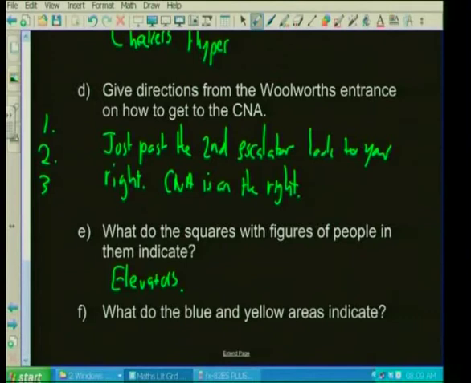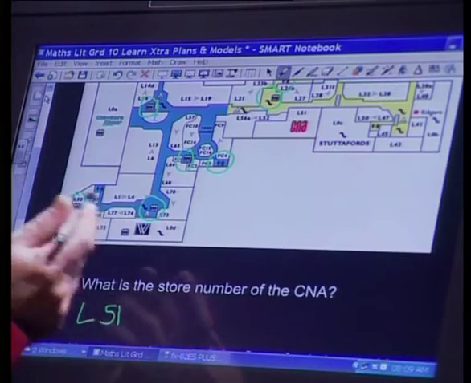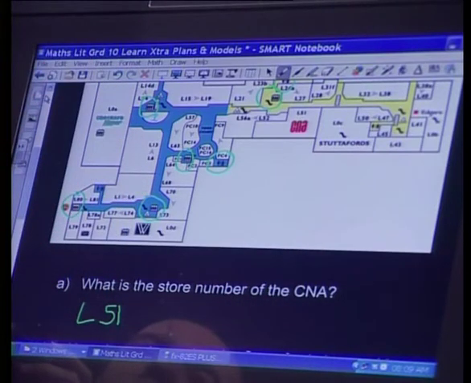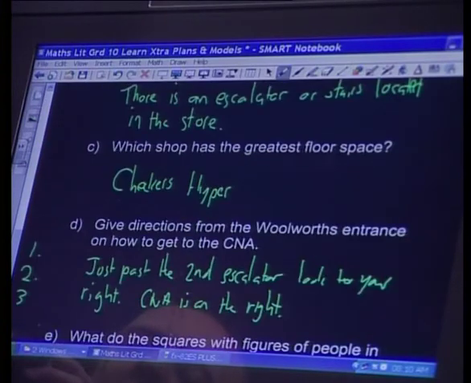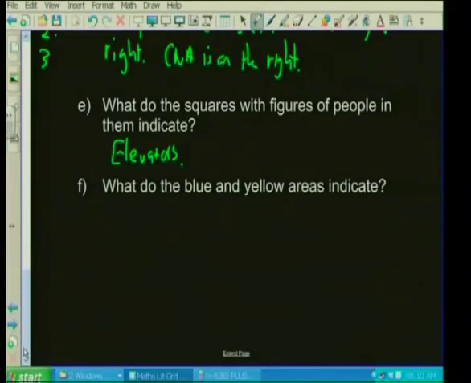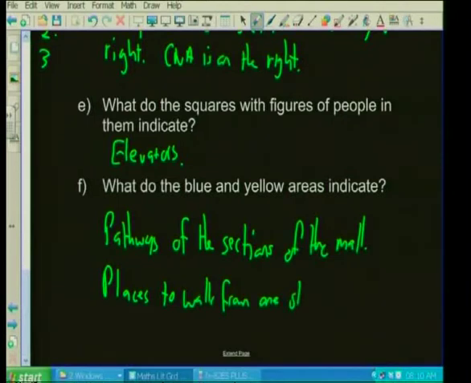And lastly, we've asked the question, well, on this section anyway, what do the blue and yellow areas indicate? And we've already seen those, we've used them. The blue and the yellow are simply the paths in the mall that connect the shops that we can walk along to. So we can walk from one shop to another on the outside of the shops, following the blue and yellow sections. And the blue would be one section of the mall, the yellow would be another section of the mall. That's why they are different colors. So we can simply answer here, pathways of the sections of the mall, or places to walk if you wanted to, places to walk from one store to another.